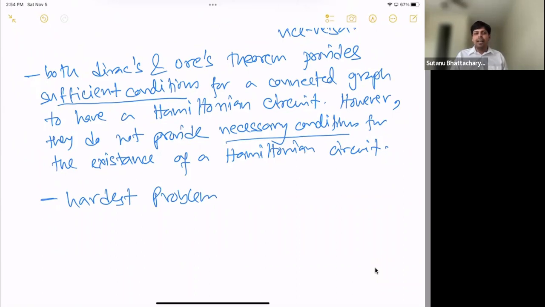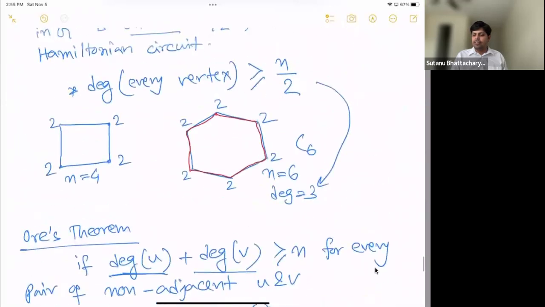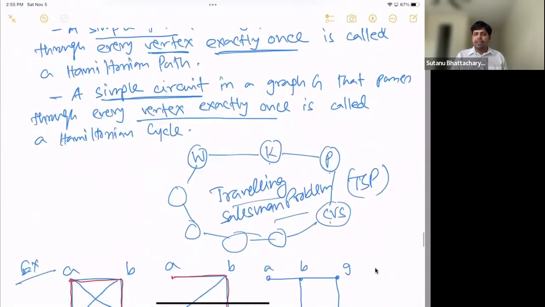And one application of Hamiltonian circuit is the traveling salesman problem. It is like this one. There is one salesman who needs to visit each town exactly once. He started from this town. He needs to visit each town exactly once, and there is no fixed order. He can visit the towns in any order. And this should be a connected graph.